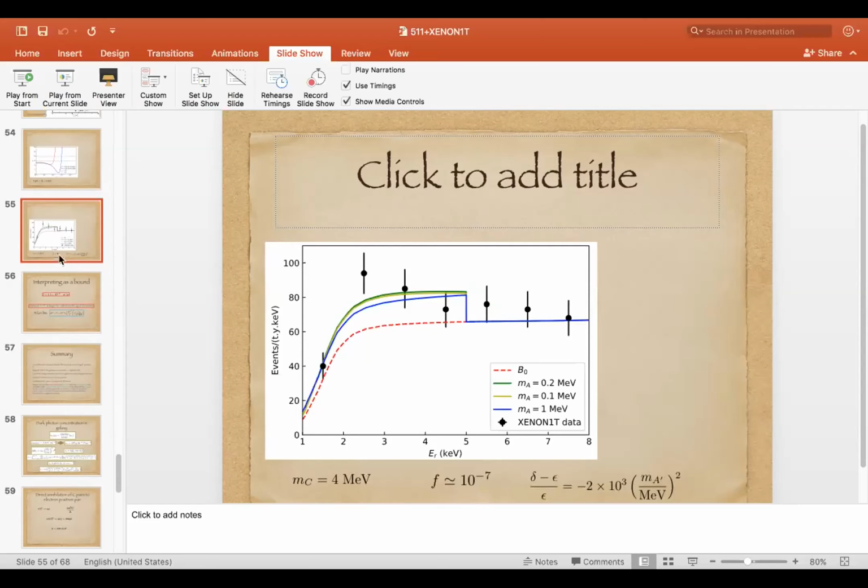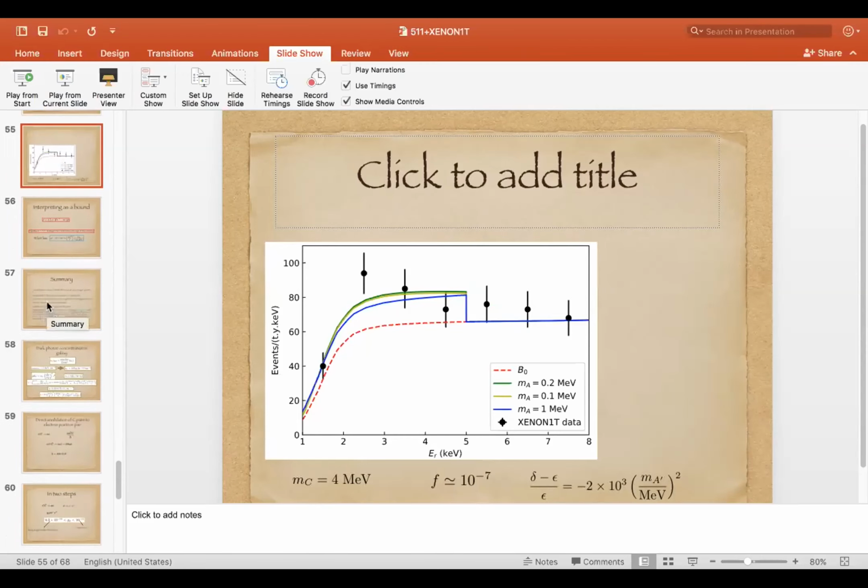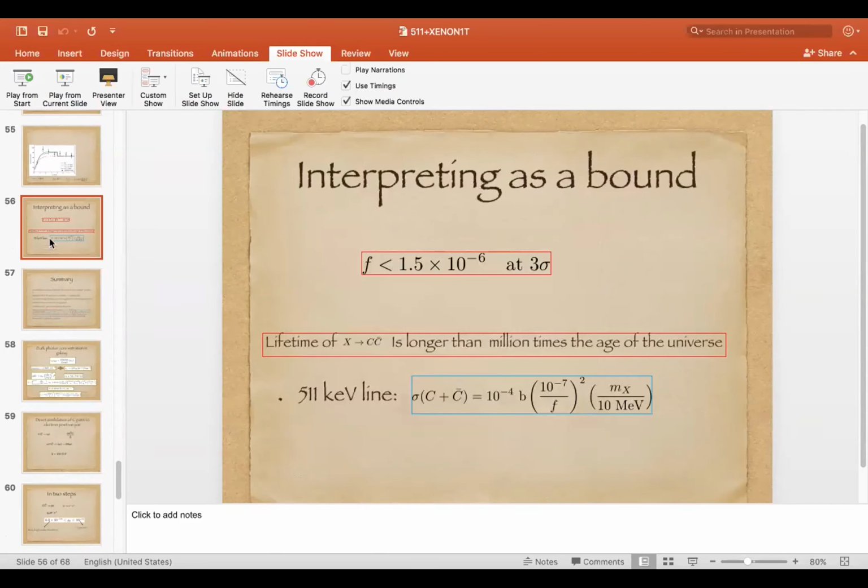But what if this excess is just due to tritium decay or something? Then we should interpret this data as an upper bound on F, the fraction of dark matter particles that have decayed. Interpreting it as a bound, we find the fraction is smaller than 10 to the minus 6, but still, even with such small values of F, we can explain the 511 keV line. Thank you for your attention.